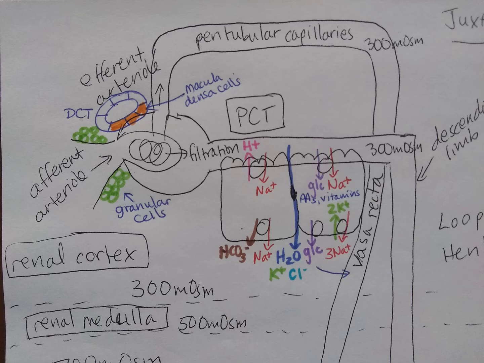And then the other thing that we can do at the proximal convoluted tubule is help regulate the acid-base balance. So we can secrete hydrogen ions. If we have too many hydrogen ions in the blood, we can secrete them into the urine and urinate those out and get rid of them to help regulate our acid-base balance. And we can also reabsorb bicarbonate ions, which will also help increase the pH and make it less acidic.